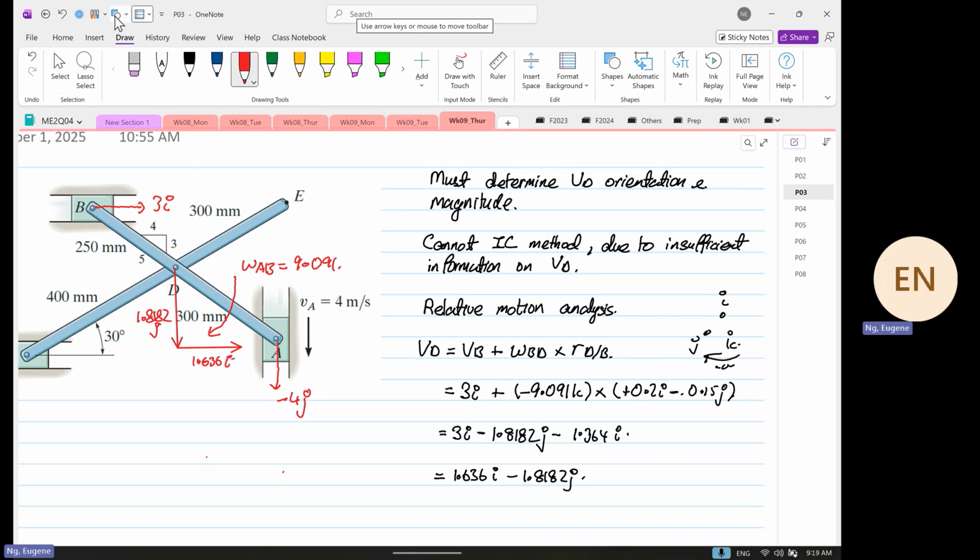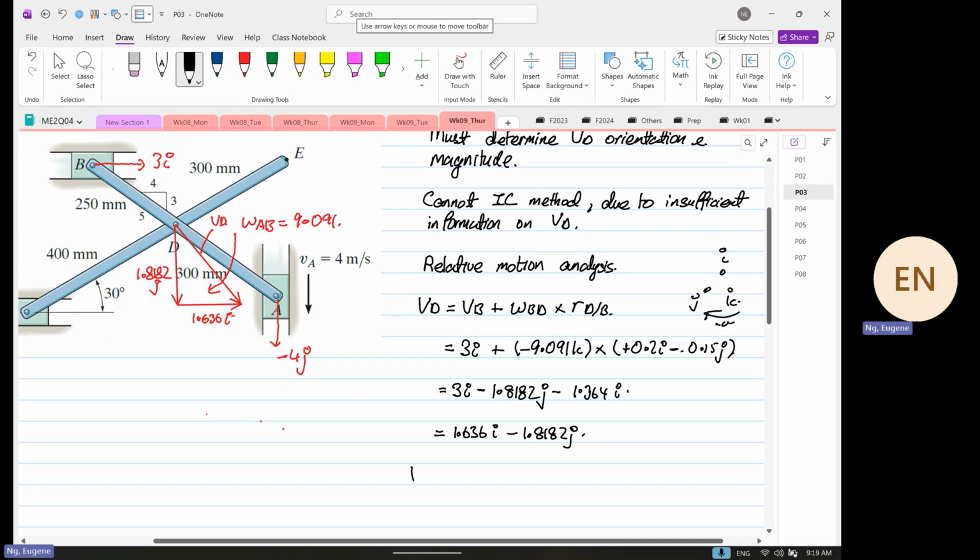So from here we know the distance over here, or this magnitude. So finally we know our VD. VD is equal to the square root of 1.636 squared plus minus 1.8182 squared, right? So 1.636 squared plus 1.8182 squared, square root of the whole thing, is equal to 2.446.